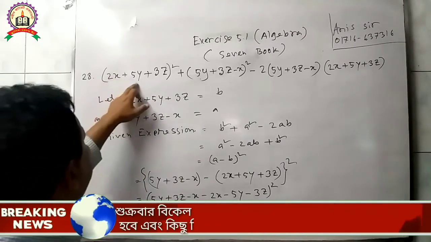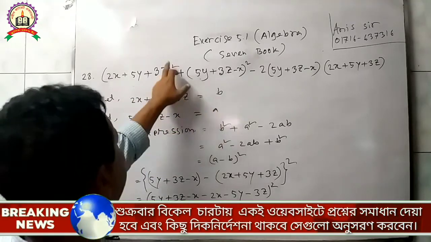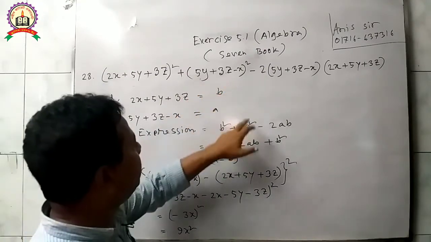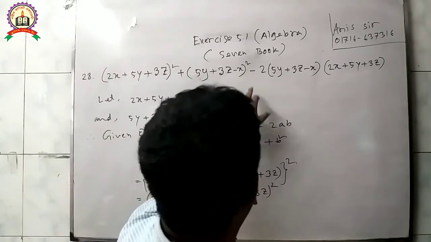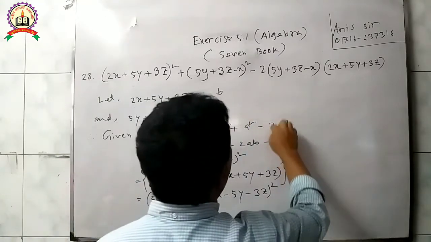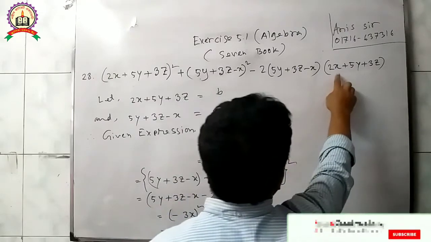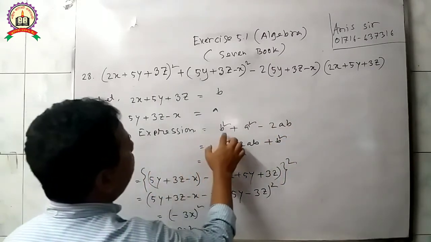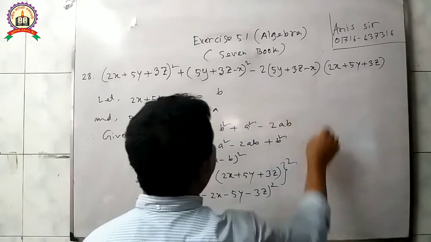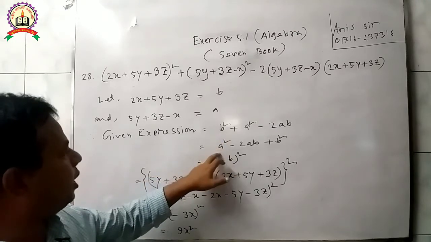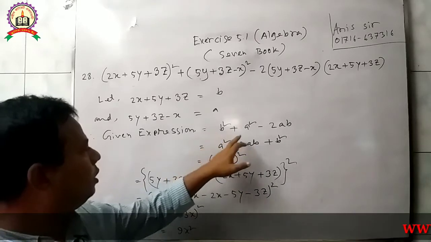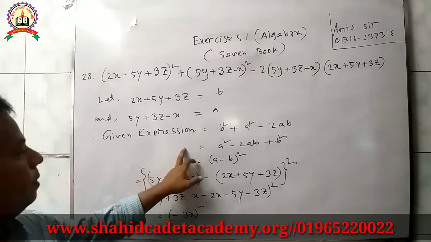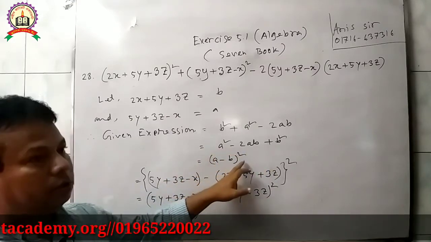So the given expression, 2x + 5y + 3z is b, so we get b square plus a square, where a is 5y + 3z - x, minus 2ab. So the given expression equals b square plus a square minus 2ab. If we arrange, we can write a square minus 2ab plus b square. This is a formula: a square minus 2ab plus b square equals (a - b) whole square.